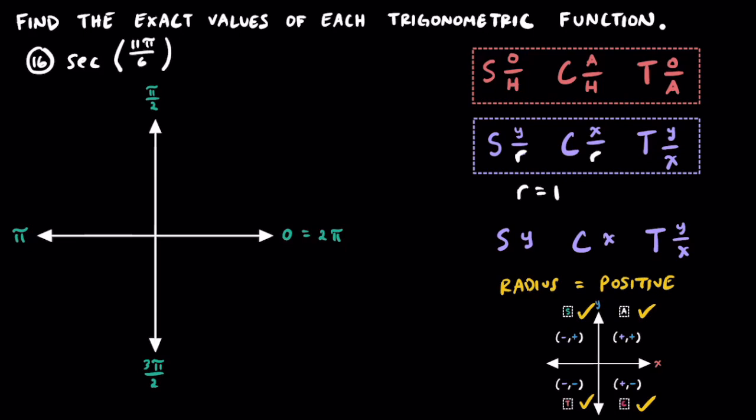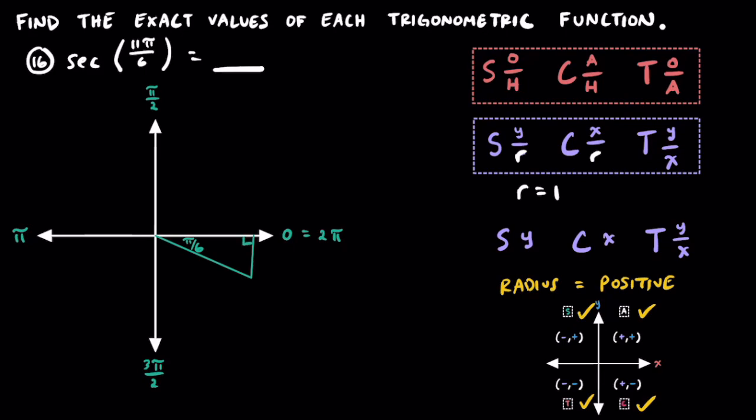11 pi over 6. What is it? That's almost 2 whole pies, right? 12 over 6 would be 2 whole pies if we simplify that down. So here's 2 whole pies, same thing as 360 degrees or 0 degrees or 0 pies. And so we're 1/6 shy away from being a full circle or full 360 degrees. So that means we're 30 degrees away. Okay, so this is our pi over 6. You've seen that a bunch of times now. And so here is our reference angle of pi over 6.